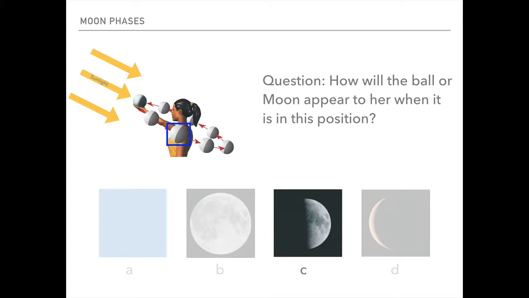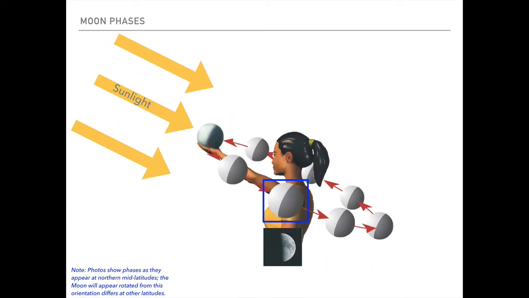The answer is C. In this position, the student would be facing us, looking out of the screen. Therefore, she is looking at half of the moon's day side and half of its night side. Be sure to notice that the reason half the moon looks dark is simply because it is facing away from the sun. Contrary to a common misconception, Earth is not casting any shadow on the moon.